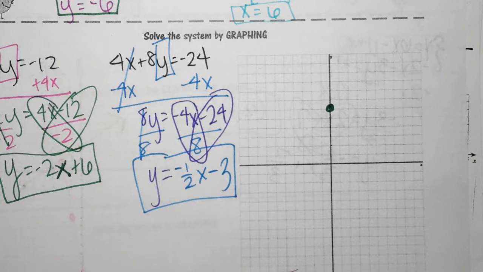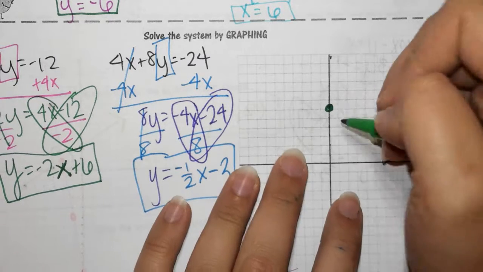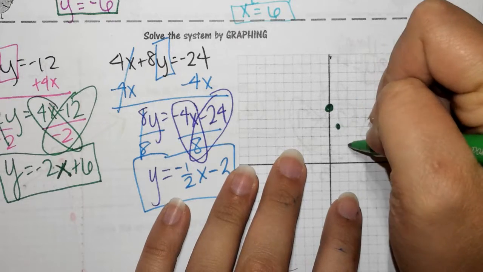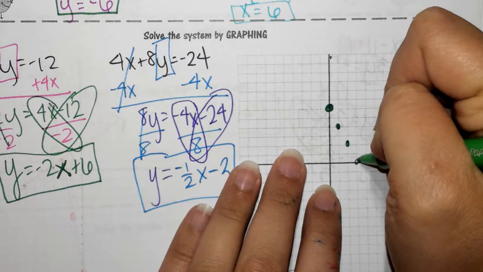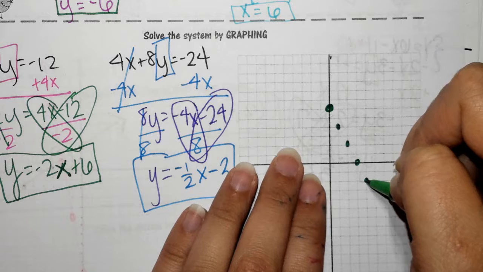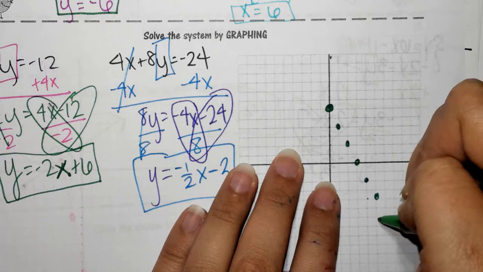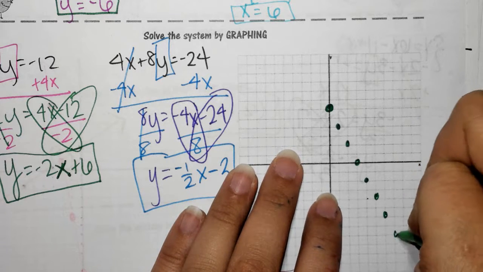Alright, now, what's our slope? So what do I do? Do I go up 2 or down 2? Down. Down 2, right 1, down 2, right 1, down 2, right 1, down 2, right 1.